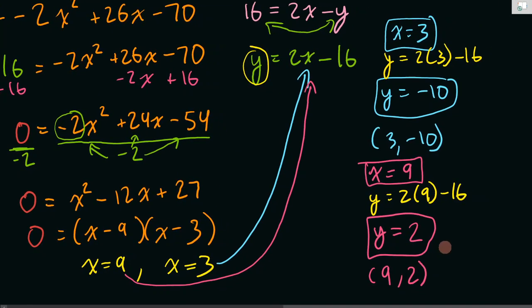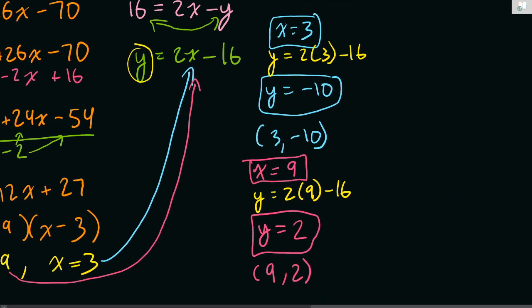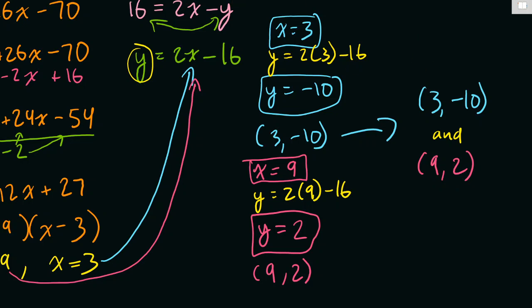So the solutions are 3, negative 10, and 9, 2. So these are your solutions.